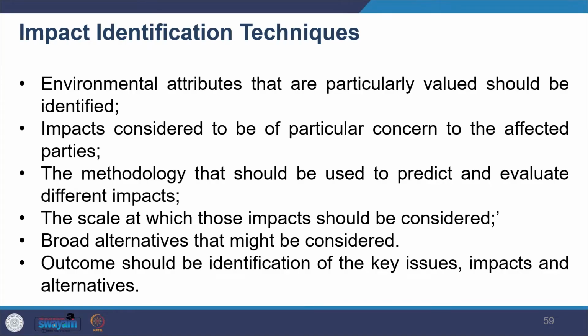So you can also have impact identification techniques used for scoping purpose also, and at this stage environmental attributes that are particularly valued should be identified. So when you undertake scoping, you need to ensure that there might be environmental attributes which might be of importance to the people who are being affected or in the range of the project. And then all the affected parties, if they have any particular concerns, those things should be included here.